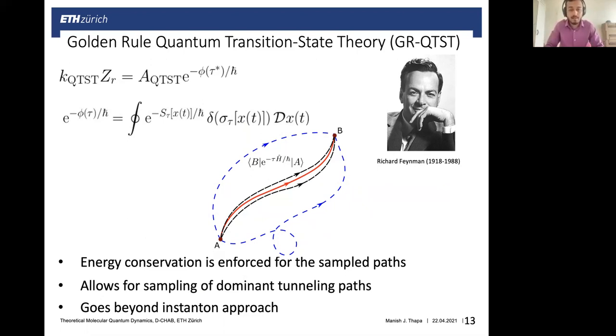And a good thing is that it is derived, it's motivated by fundamental principles, for example, energy conservation. So it samples all energy conserving paths to go from A to B, for example, reactant to product. And it has this kind of funny thing here, the delta constraint. And this delta constraint is basically sigma, a functional of paths.